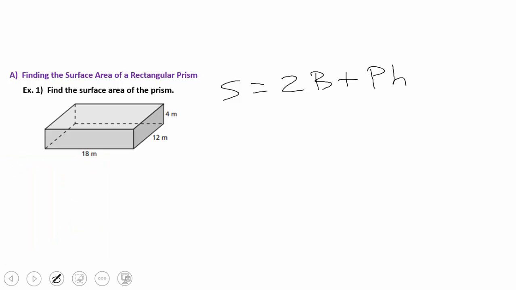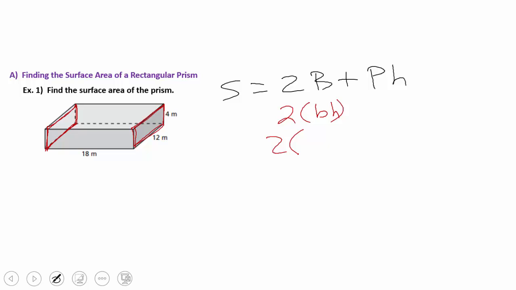And I always identify my base. In this particular case, I'm going to call the base these sides. I'm going to go with the sides. Because remember, a rectangular prism has 3 sets of opposite, parallel, congruent sides that we can call bases, because they meet the definition. So I'm going to start off with 2 times the area of the base, which is 2 times the base and the height of that rectangle.